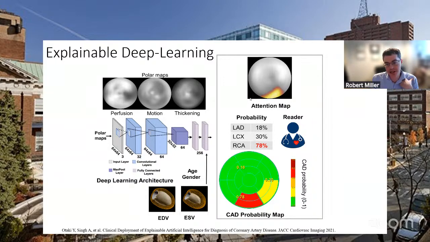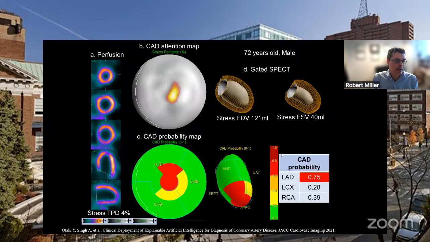The first is an attention map. This is the easiest to understand. Here GradCAM is highlighting the areas of the polar map contributing to a prediction of coronary disease. So if it thinks they have coronary disease, it highlights the area of the polar map that's driving that prediction. It also gives you per vessel probability as well as an attention map that highlights the segments that are contributing most. So this is a case example.